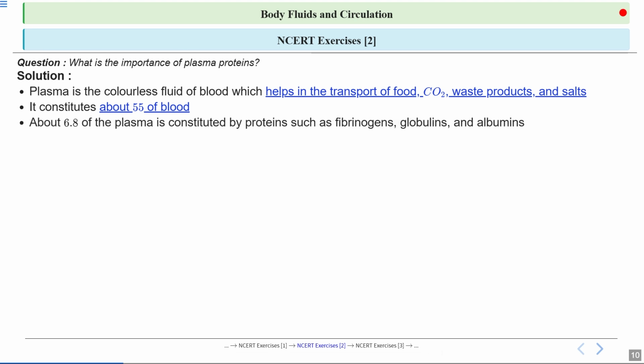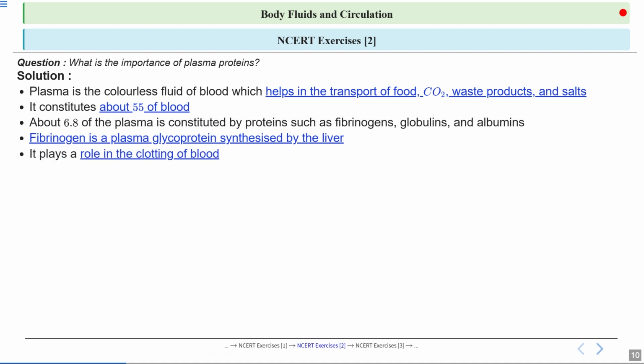Okay, now about 6.8% of plasma is made up of proteins like fibrinogens, globulins, and albumins. Each of these proteins has a specific job, much like different employees in a company. Now, fibrinogen is a plasma glycoprotein made by the liver. It's like a special ingredient added to plasma to help blood clot when you get injured. Fibrinogen's main job is to help blood clot. So when you get a cut, fibrinogen helps form a mesh or a net that stops the bleeding.